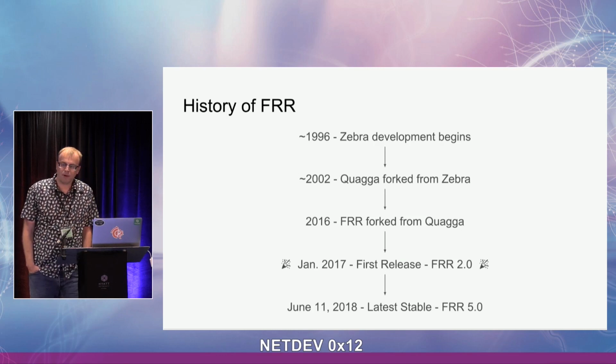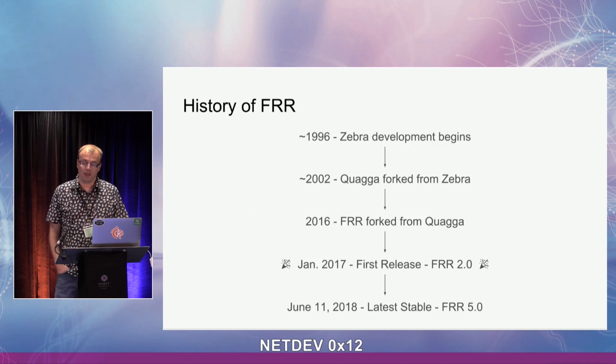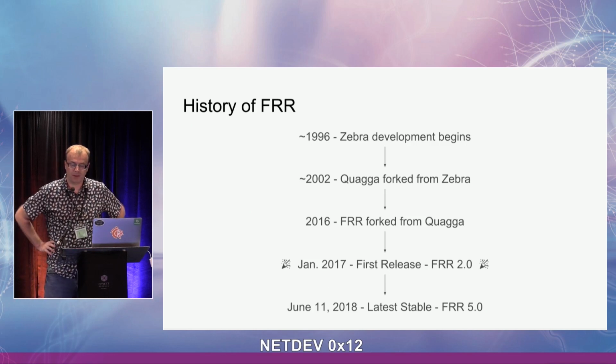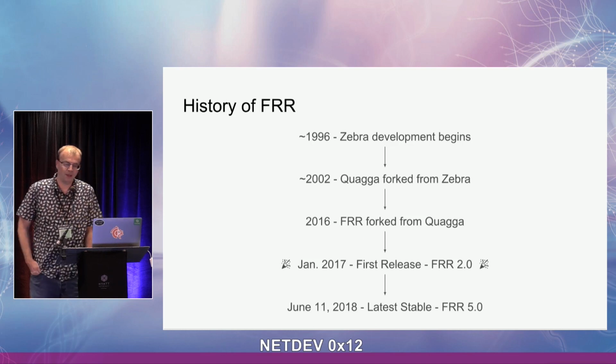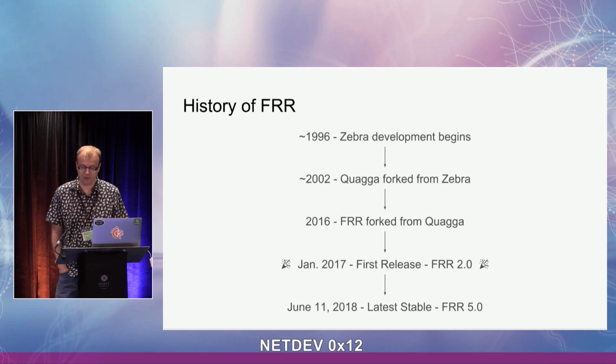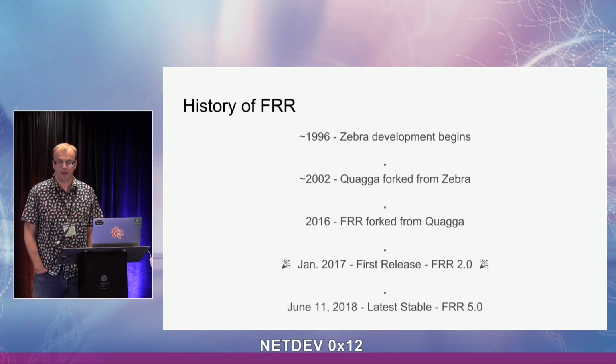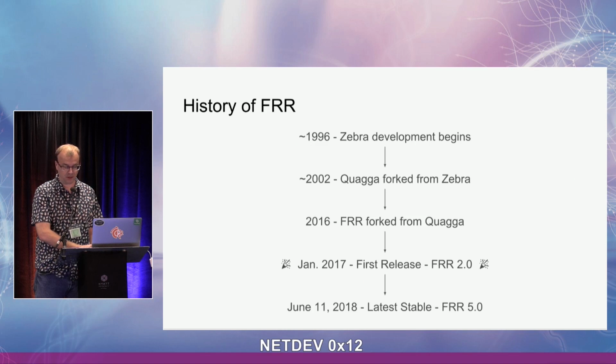So where did FRRouting come from? It all started around 1996 with a routing suite called Zebra, and in 2002 Quagga was forked from Zebra, and that continued on until 2016, where we forked from Quagga. Our first release was actually in January of 2017 with version 2.0, and now we're up to version 5, basically a year and a half later.